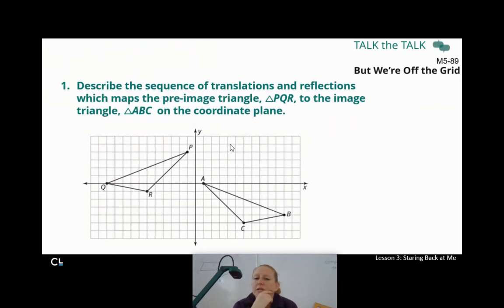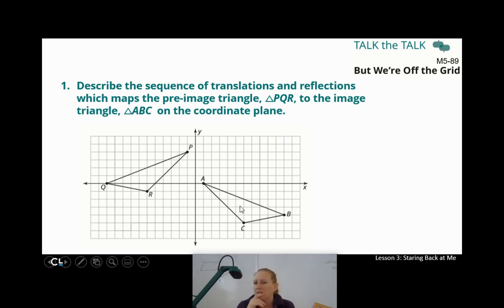What if I put it on a coordinate plane? Would that make it easier? I find it's easier for me on a coordinate plane. Can you do this again, only now you've got it on a coordinate plane? Describe the sequence of translations and reflections which would map the pre-image, the original PQR, onto the image triangle ABC. How we get from here to here.